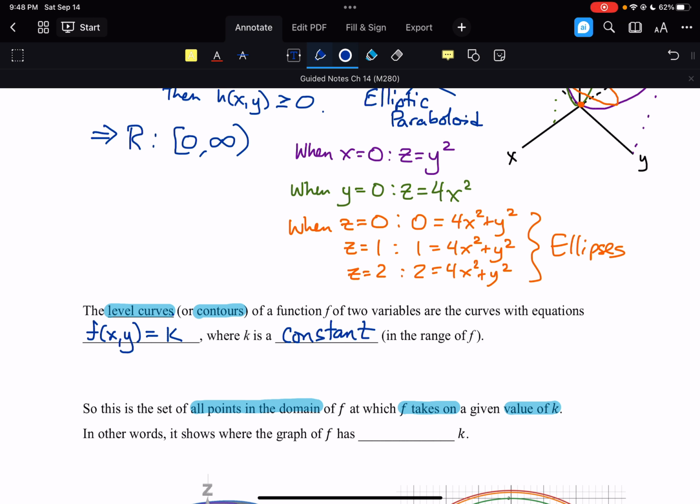So the function output gives us like the height, right? It tells us how far up to go off of the xy plane. So what we're saying is these curves are all points in the domain where the graph of f has a height of k.